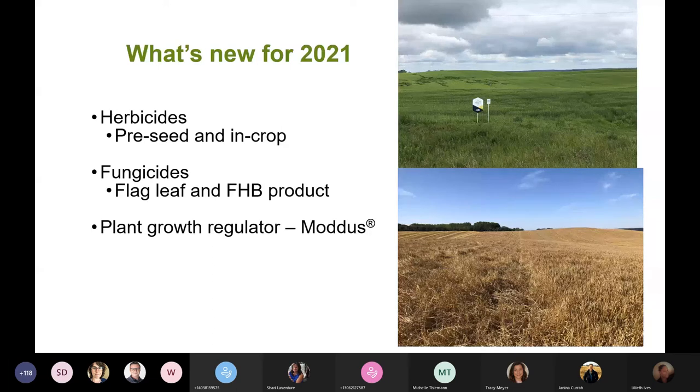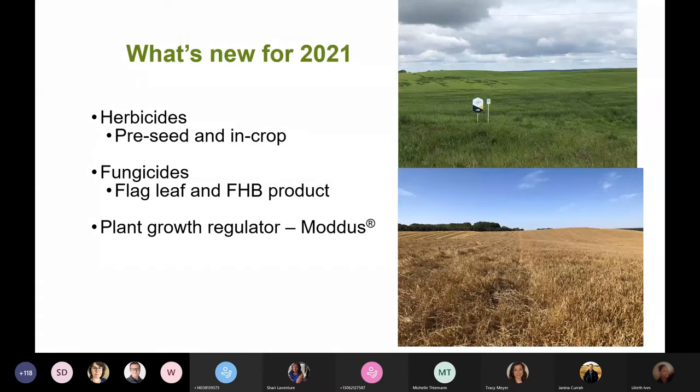But what I'm going to talk about mostly is Modus, which is a plant growth regulator. If you're concerned about lodging, then plant growth regulators, or PGRs as we call them, may be an option for you. If you know you are growing a variety that is prone to lodging and your rates are high, I would definitely recommend using a PGR. But just keep in mind that PGRs don't eliminate lodging, and highly susceptible varieties may still lodge. What the PGR is likely to do is delay the onset of lodging for those varieties that are prone to lodging.